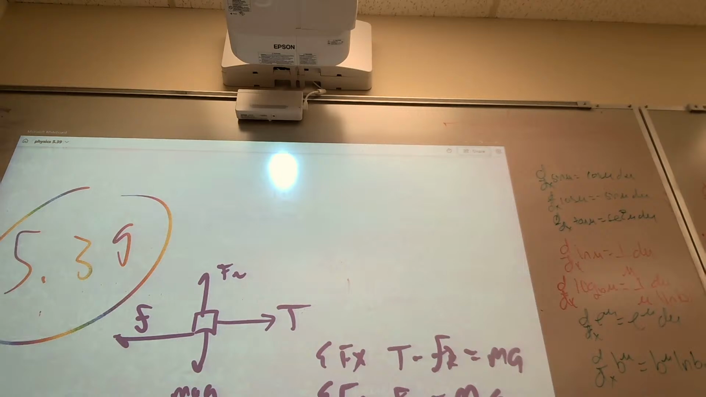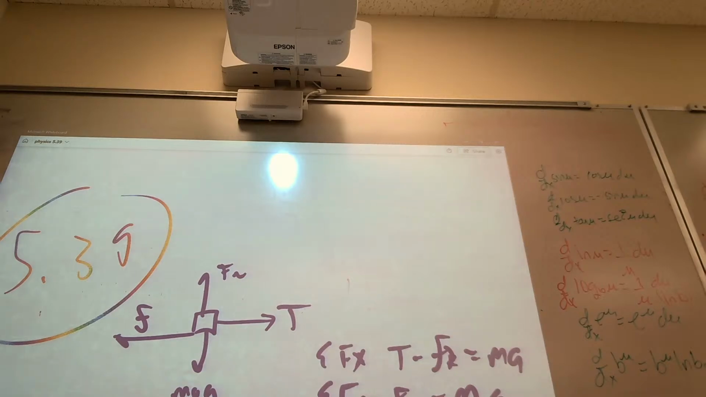To find the speed after they move 3 centimeters, you're going to have to do the accelerations. So you're using your sigma equations to get your accelerations. Once you get the acceleration, then you use your uniform acceleration equations to get the speed.